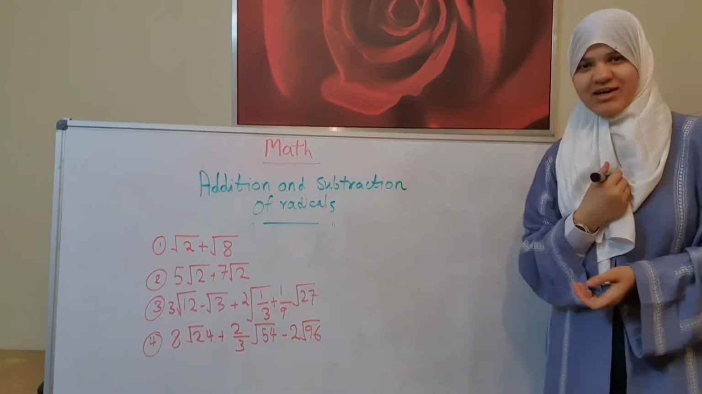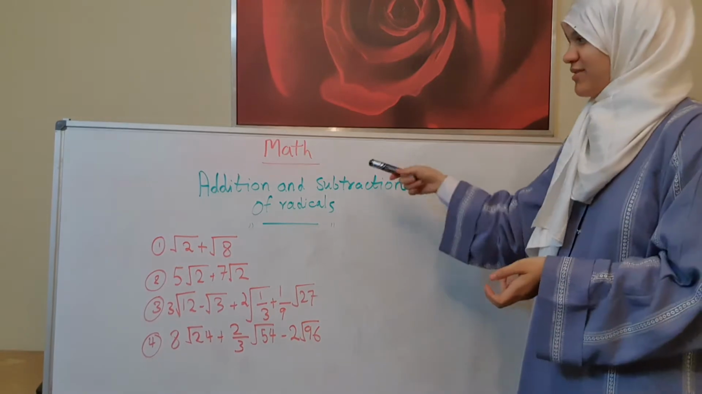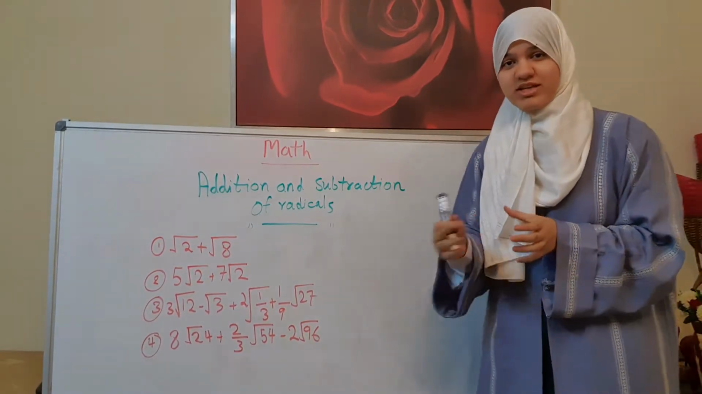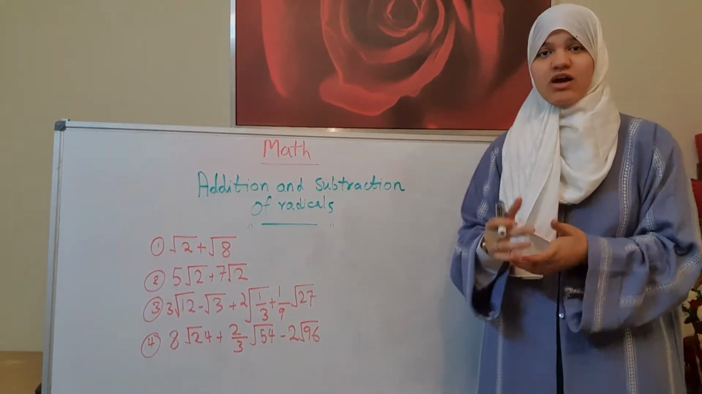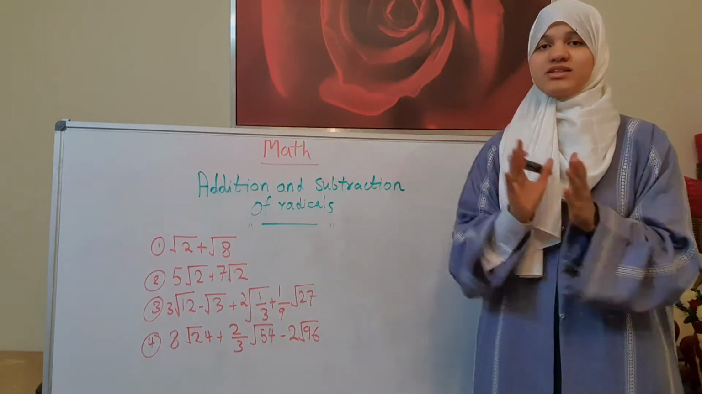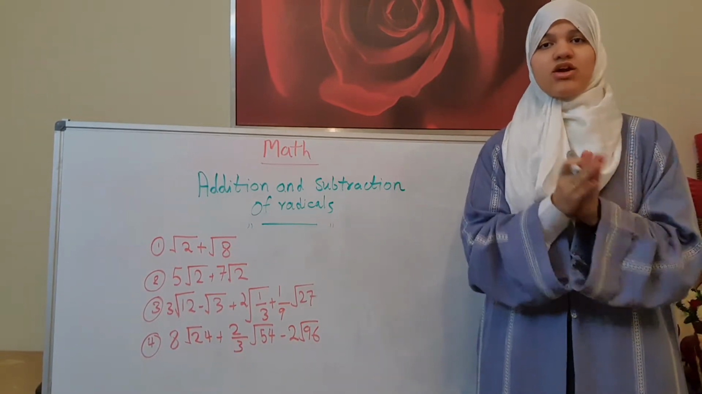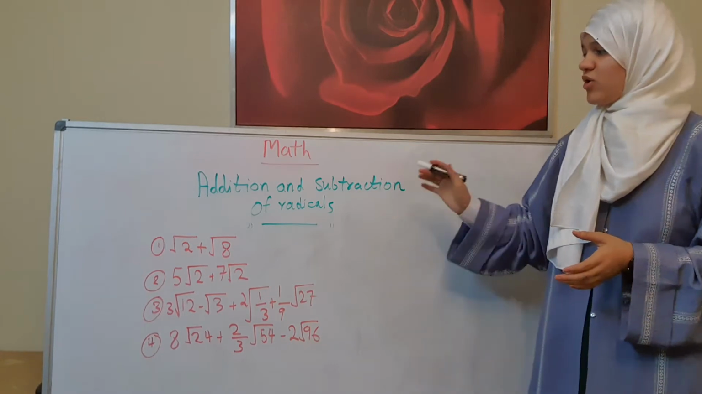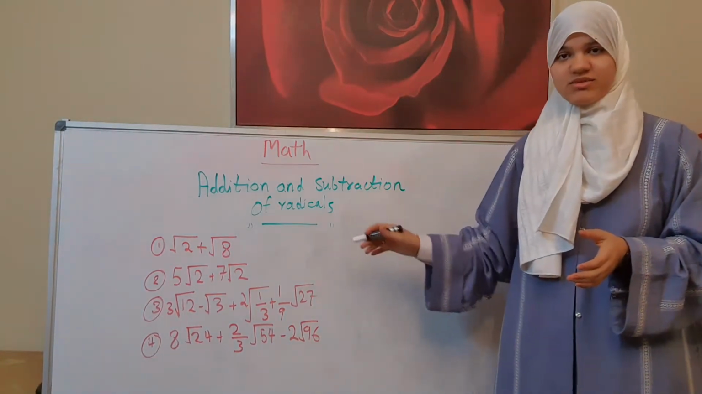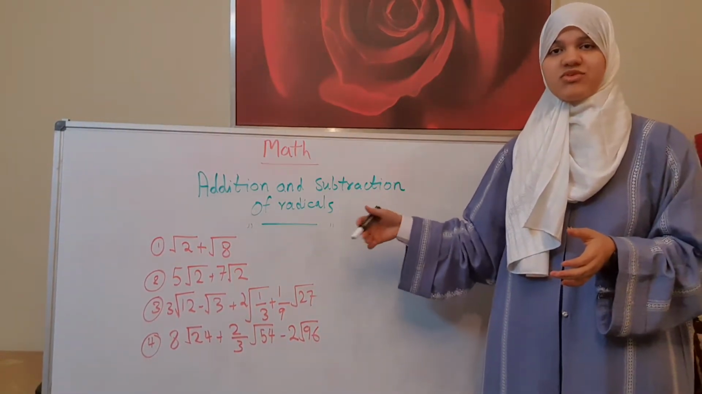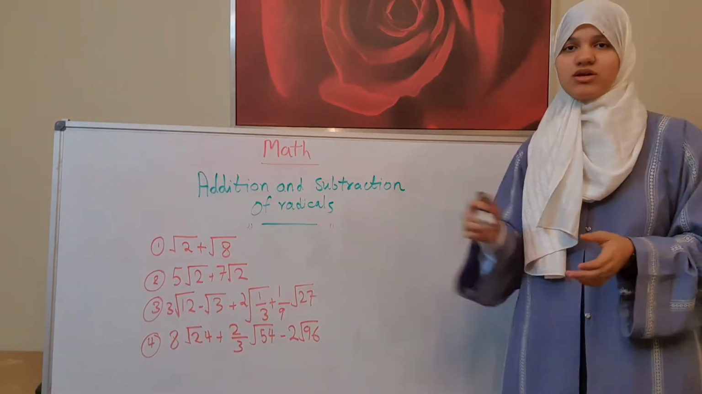How are you? I'm Jana Ahmed Abdul and today we'll talk about maths. Actually today we'll talk about addition and subtraction of radicals. How to subtract and how to add radicals together, if it's 3 or 4 radicals together. Now I bring some questions and some examples to simplify the radicals if it's subtraction or addition.